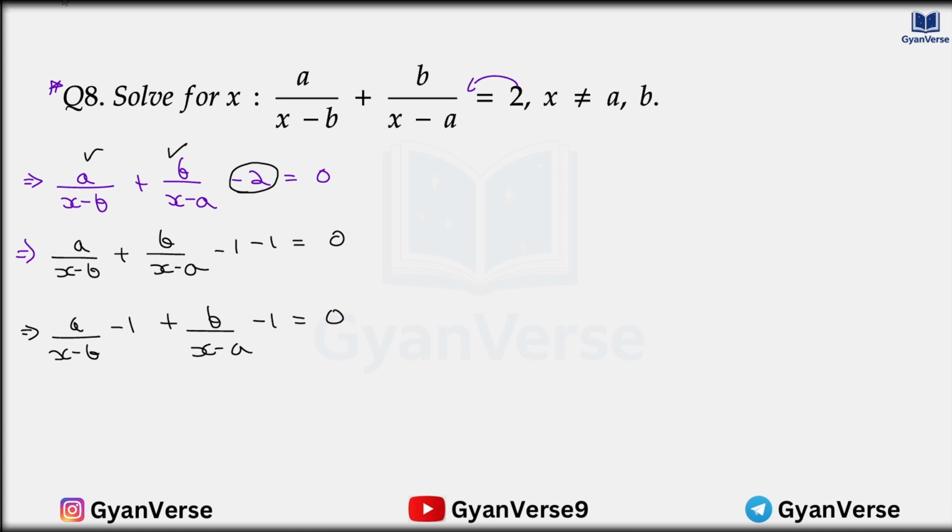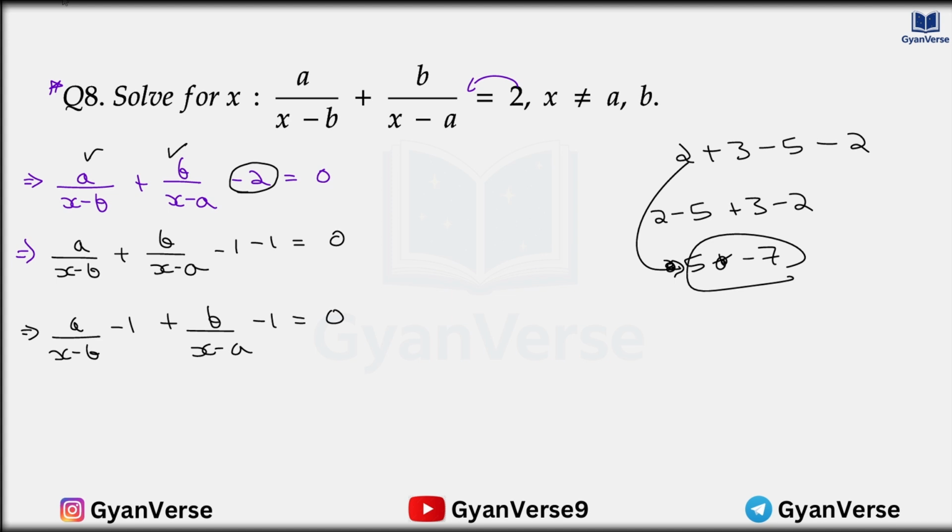Let's suppose I write 2 plus 3 minus 5 minus 2. What I can do is either write it like this: 2 minus 5 plus 3 minus 2. I can do that, right? Or I can do this also: 2 plus 3 will become 5, and then minus 5 and minus 2 will become minus 7. I can solve it in any form, right? I can subtract minus 5 from minus 3 and minus 2 from 2. I can do that also, right? So I can do it in any form.